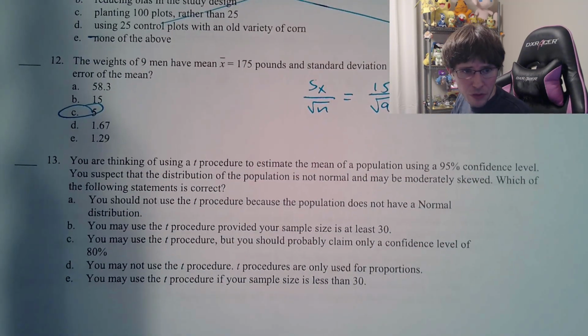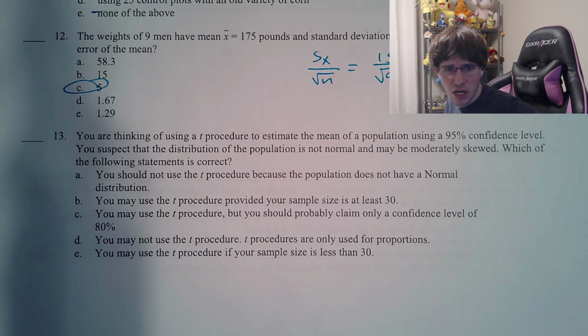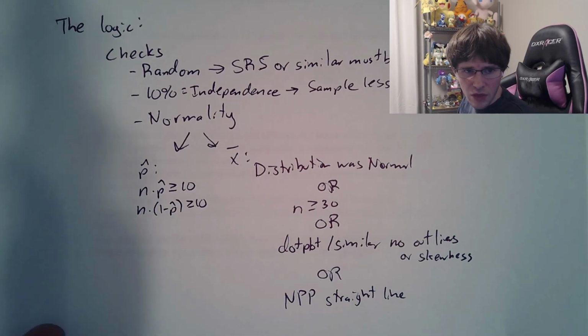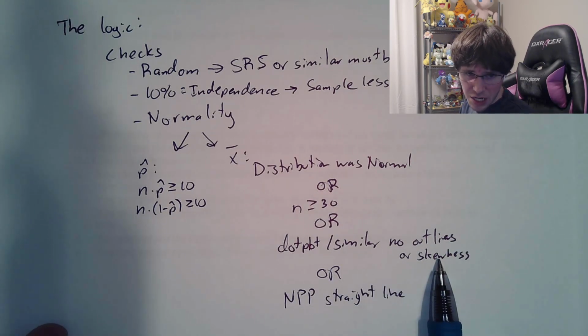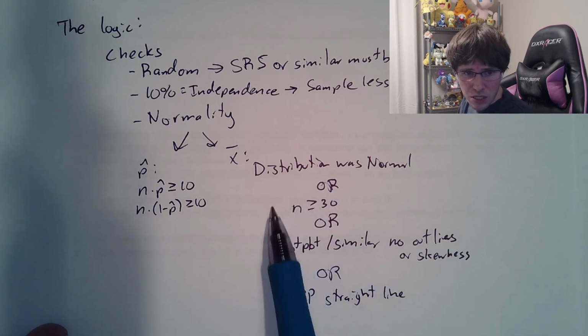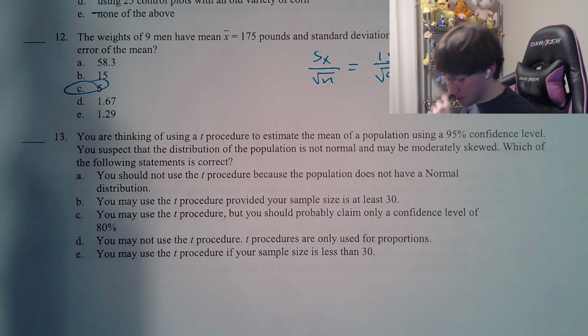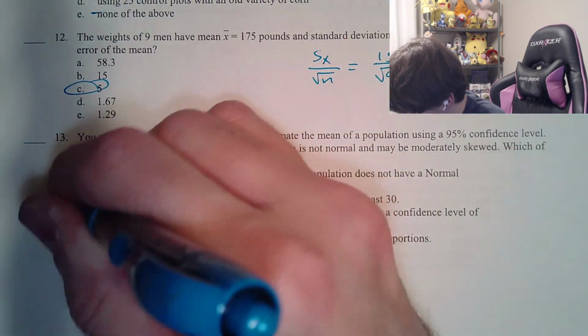Moving on to number 13. You are thinking of using a T procedure to estimate the population mean at a 95% confidence level. You suspect the distribution of the population is not normal and may be moderately skewed. We talked about at the very start, our checks over here were saying the distribution was normal. They said it's not normal. Or the dot plot, no outliers or skewness. It is skewed. So the only thing it could be is if n is greater than or equal to 30. Or I guess the normal probability plot, straight line, but that would be causing part of the skewness anyways. Your sample size has to be at least 30.